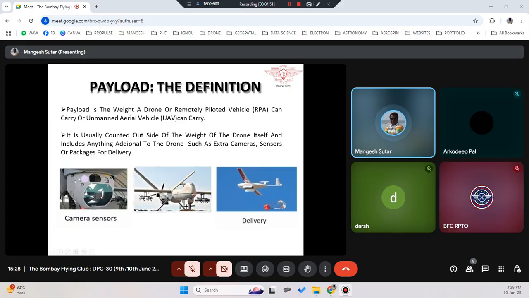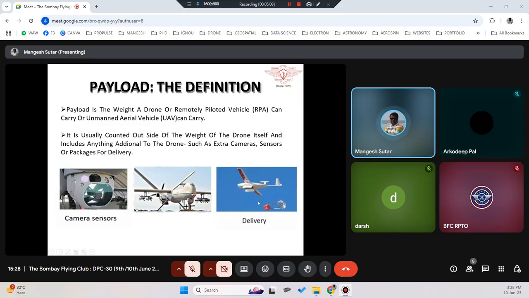If you see in the picture, at the belly of the Predator drone, there is a big, huge camera sensor. These are very high-end, sensitive cameras, or it could also be a parcel, a package for delivery kind of thing.